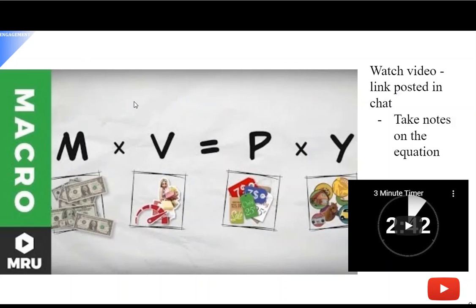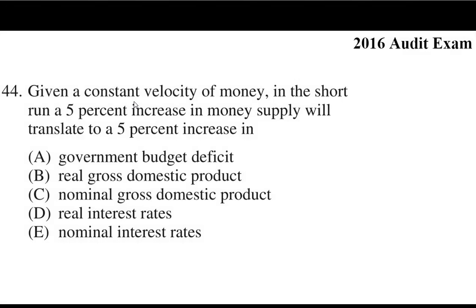All right, so money times velocity equals price times GDP. MV equals PY. This is the quantity theory of money. We use that for sort of an old-fashioned multiple choice question. We can say, given the constant velocity of money in the short run, a 5% increase in the money supply will translate to a 5% increase in what? A, B, C, D, or E?